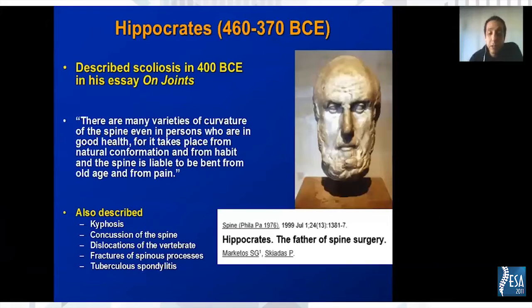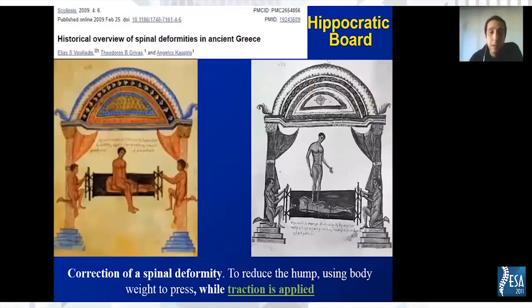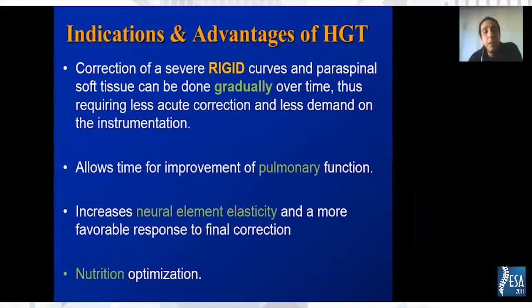The concept of traction actually is not new. It's been around for many years. This is Hippocrates, and he was one of the first people to describe scoliosis. He even had a traction device and ladder called the Hippocratic ladder, where they did traction on those patients, pulling from the neck or the legs to help with deformity, and even a board where they can use their whole body weight to correct it. So the same concept applies now.